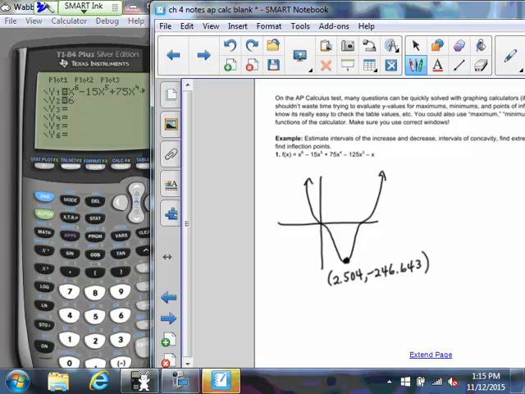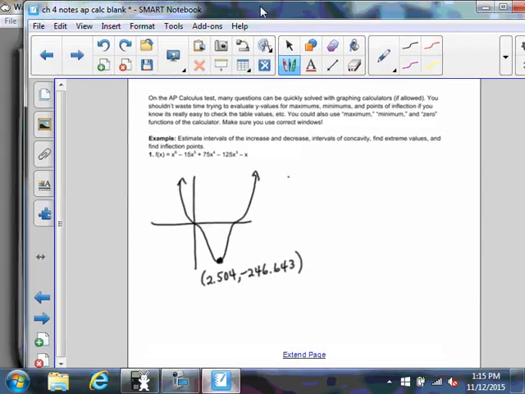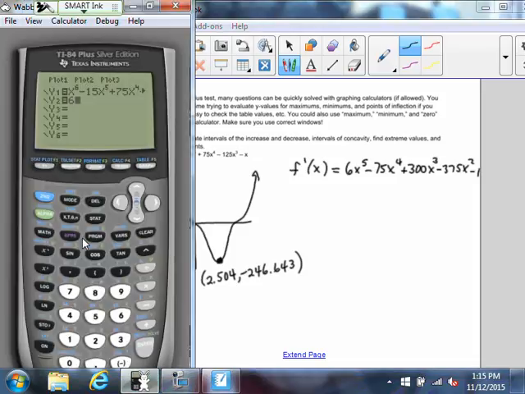Can't you tell? Is that what you said? I don't think there is a maximum in there. It didn't look like there was to me, but you never know when you're way zoomed out. Because if you check your window there, it's still really zoomed out. All right, so we're going to have 6x to the 5th minus 75x to the 4th plus 300x cubed minus 375x squared minus 1. So that's our first derivative. So we're going to put that in.